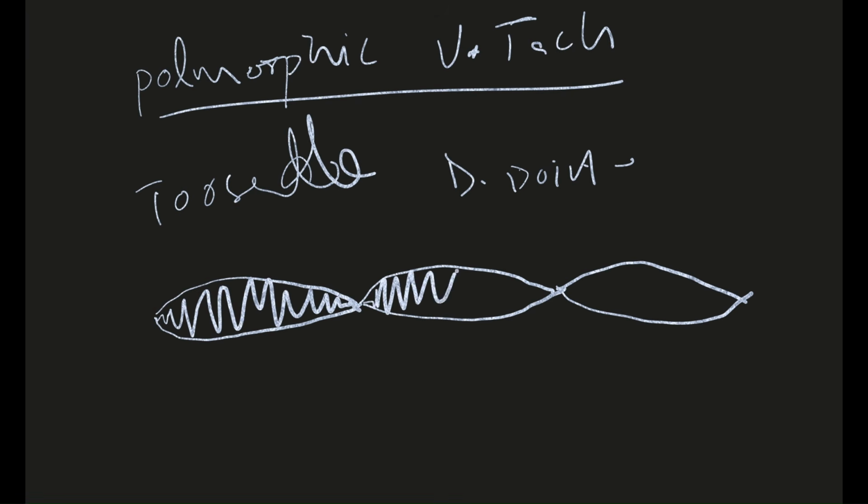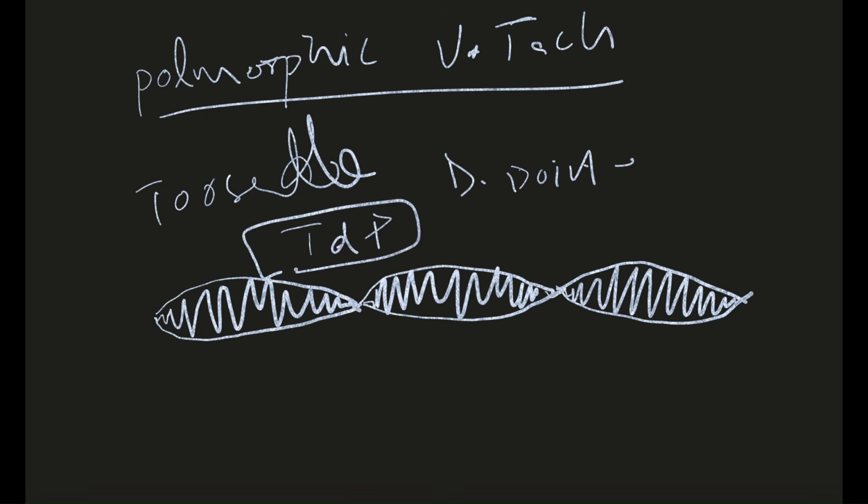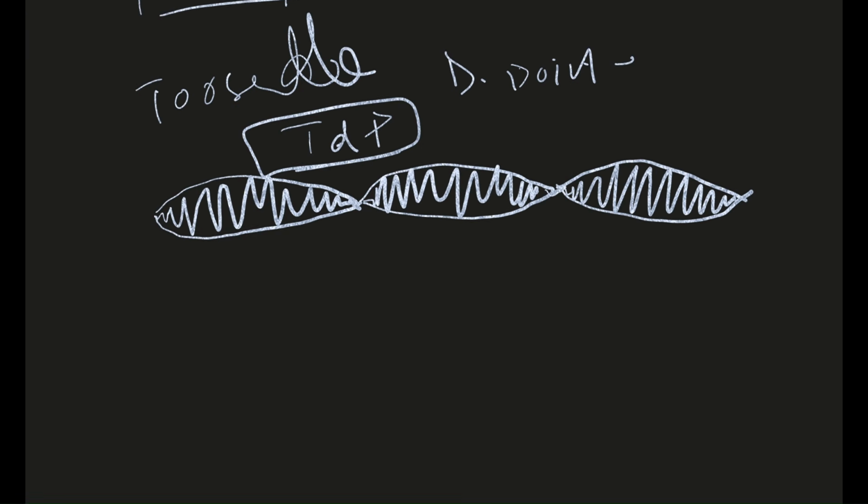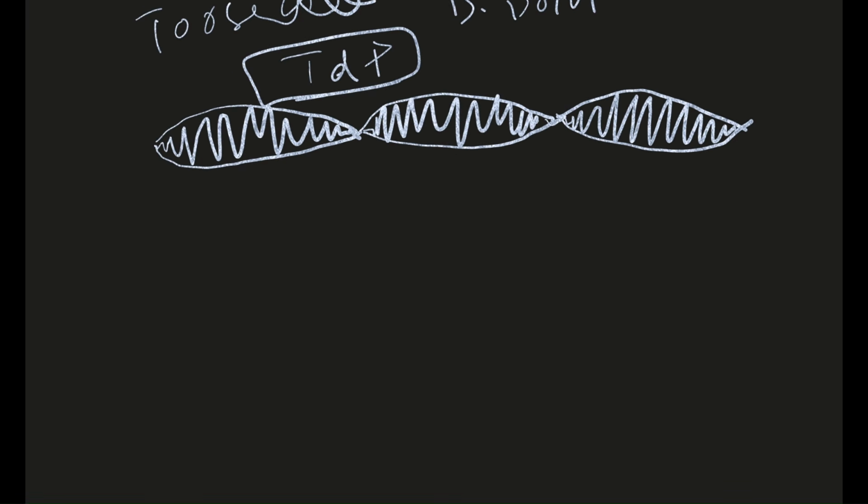The QRS complexes become wider, I mean, more in amplitude, then they become small, then become more and more in amplitude, and then they become small. So this is the torsade de pointes pattern, one of the types of ventricular tachycardia called polymorphic VT.